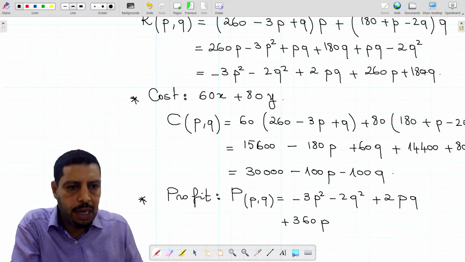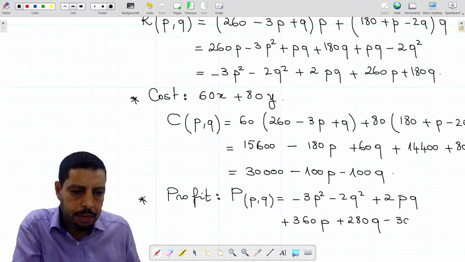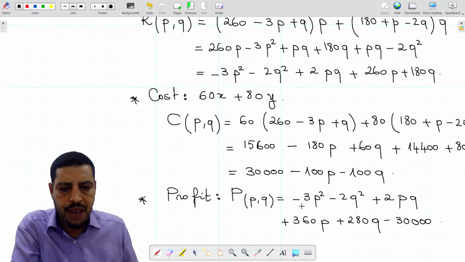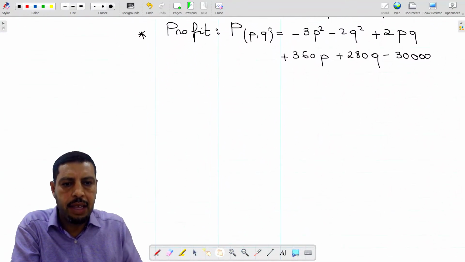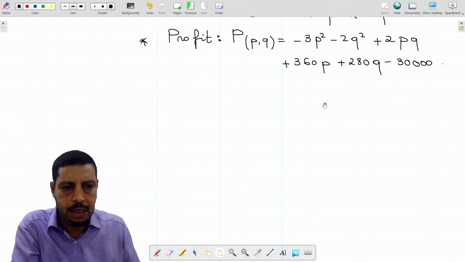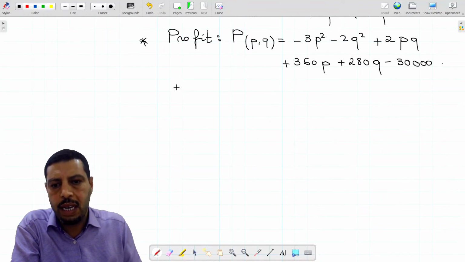We have plus 180q plus 100q, so it's plus 280q, and minus 30,000. So this is the profit function. Now, the question is about finding the maximum profit. Here we're going to use the second derivative test, and to use the second derivative test, we need first to find the critical points.